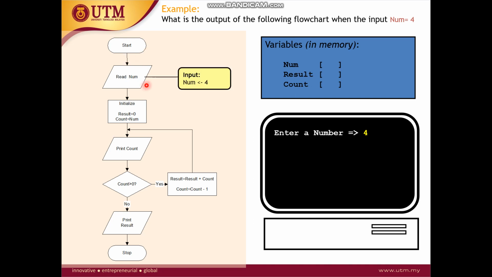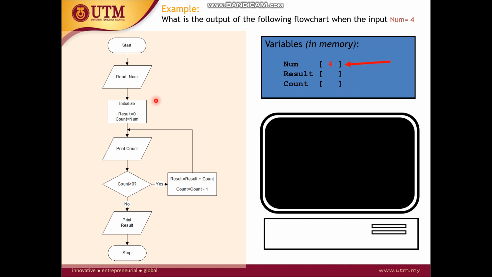We are reading a number, which is a variable num. So as we said, it is 4. Okay, then we are initializing those two variables: result equals to 0 and count equals to num. So num is 4, we've been given to it, and the result is going to be 0, and the count is going to be 4. Why? Because we've said count equals to num. The value of num is going to be assigned to the count.